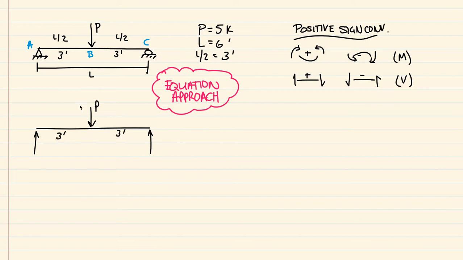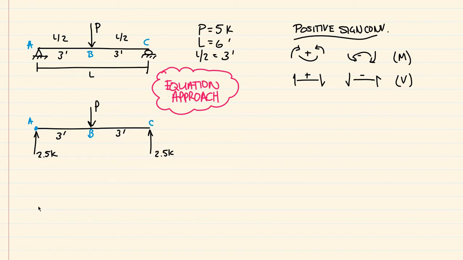And since this is simply supported with only a point load in the middle, we can obviously see that the reaction is going to be 2.5 kips on both of these ends. So at A it's 2.5 and at C it's 2.5. And our points are A, B, and C.